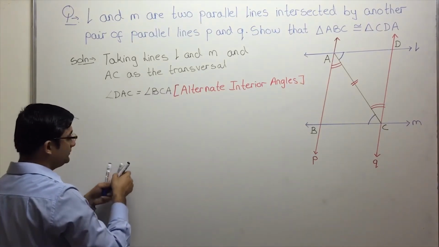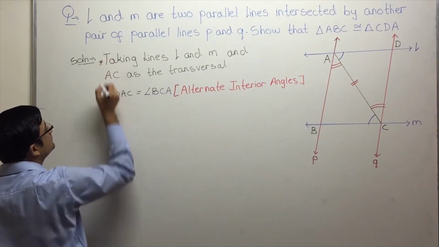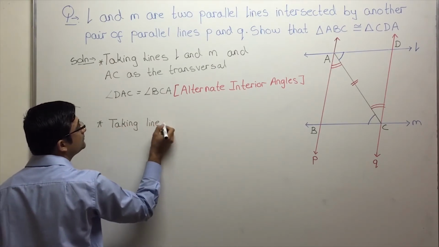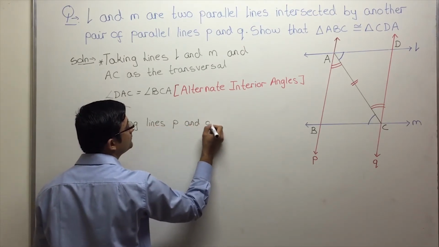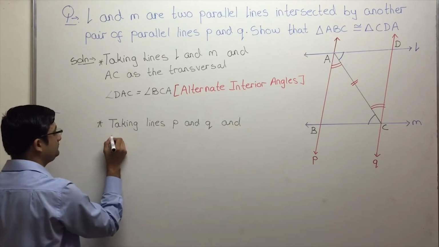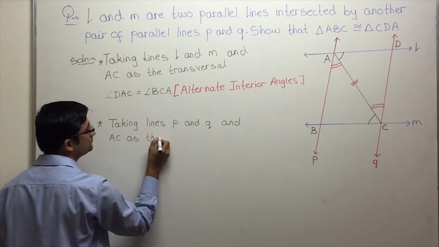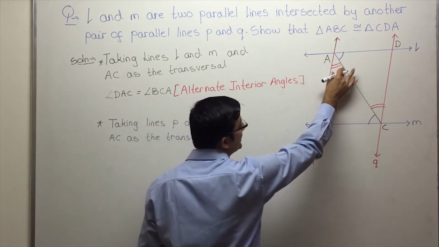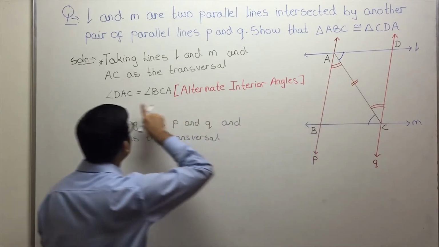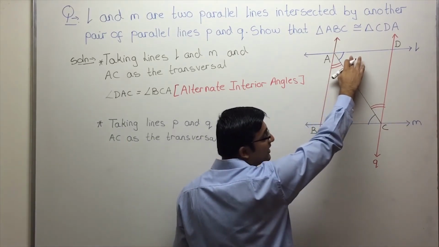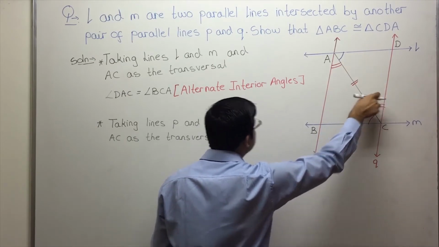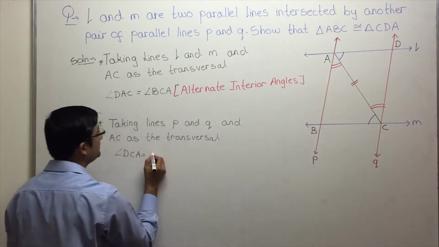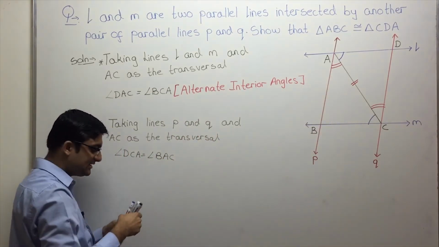Similarly, take lines P and Q. So we have this angle is equal to this angle, that is C. First of all, we begin with angle DAC. Angle DAC is of this triangle. So again, take this triangle. So angle DCA is equal to this angle over here, that is angle BAC. What is the reason? Same, alternate interior angles.